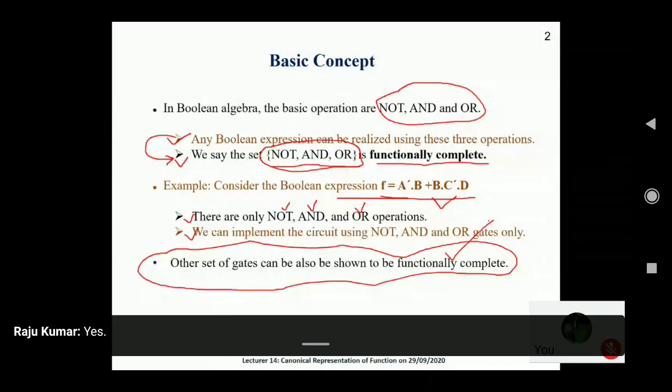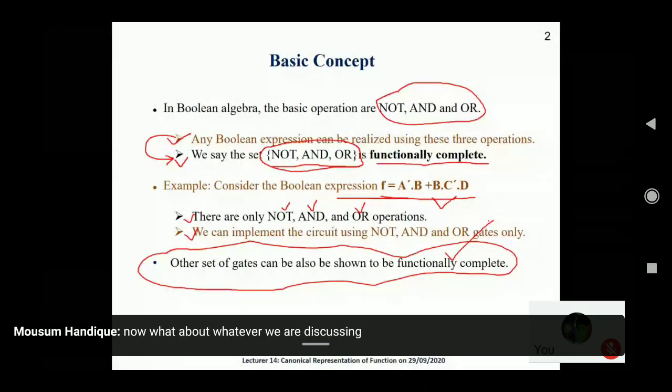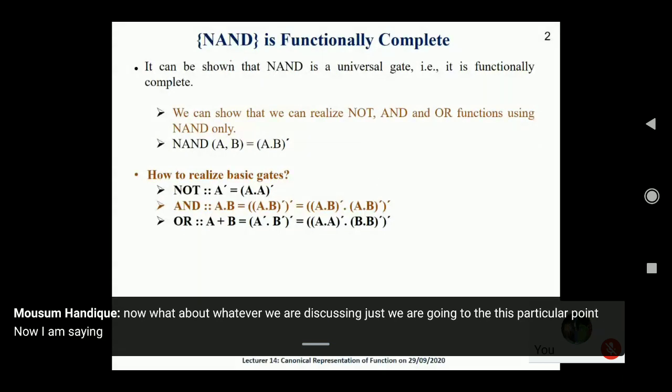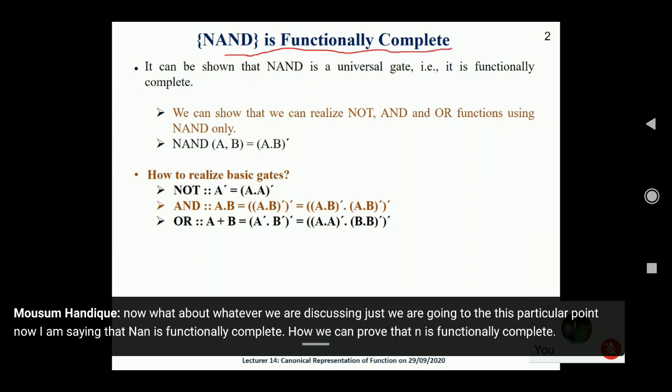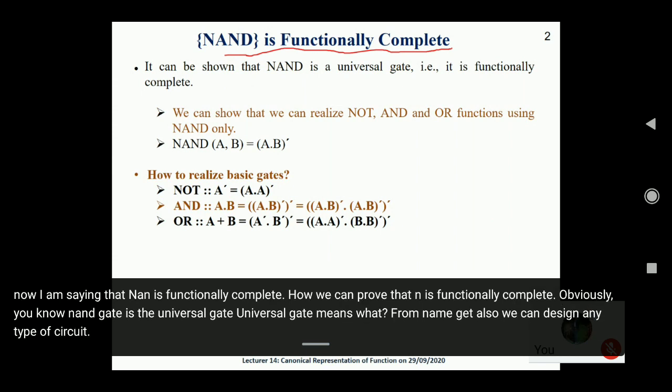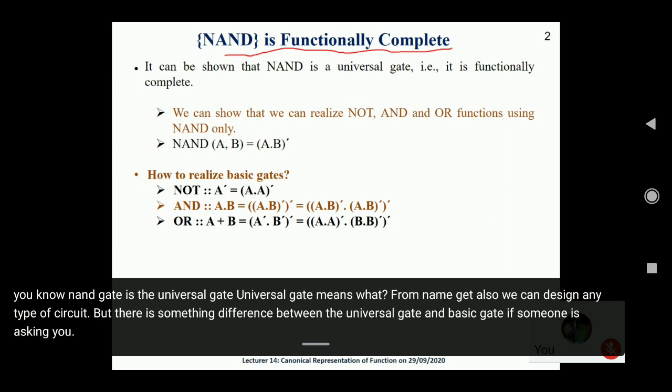Now whatever we are discussing, we are going to this particular point. Now I am saying that NAND is functionally complete. How can we prove that NAND is functionally complete? Obviously, you know NAND gate is the universal gate. Universal gate means from the NAND gate also we can design any type of circuit. But there is a difference between the universal gate and basic gate. If someone asks you whether NAND gate is a basic type of gate, your answer is no.